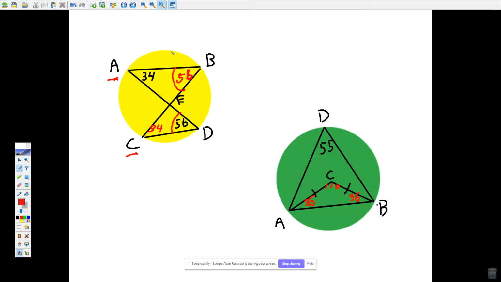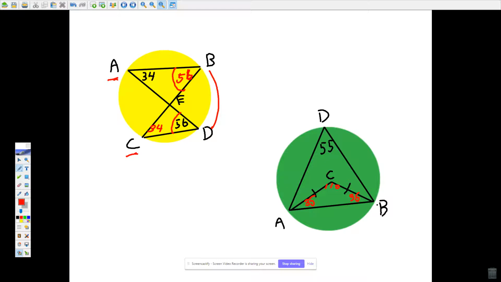Same thing then for BCD. BCD has the same endpoints, right there, as BAD. Because they're inscribed angles with the same endpoints, the angles must be equal. So this one has to be 34.